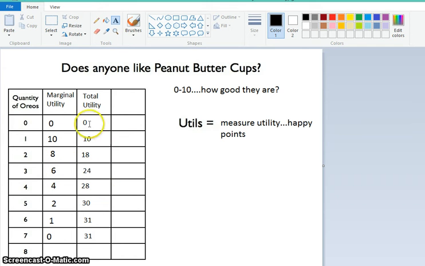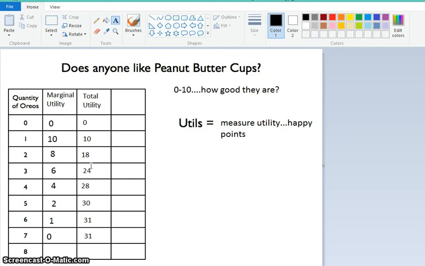Now, they could easily give you the total utility, and then you would have to look at the difference between each unit to get your marginal utility. So you'd have to go, okay, we went from 0 to 10 for our total utility. That means the first one was worth 10. We went from 10 to 18. Okay, 18 minus 10, that gives me 8 for that second cookie. So these are the marginal, the individual utilities for each Oreo. This is all the ones that you've consumed to that point added together.